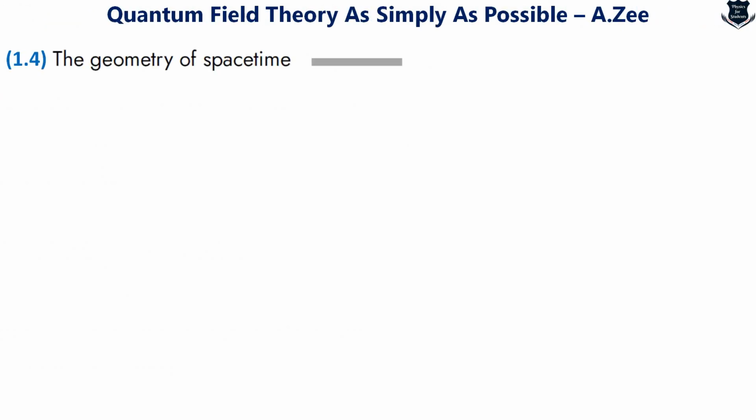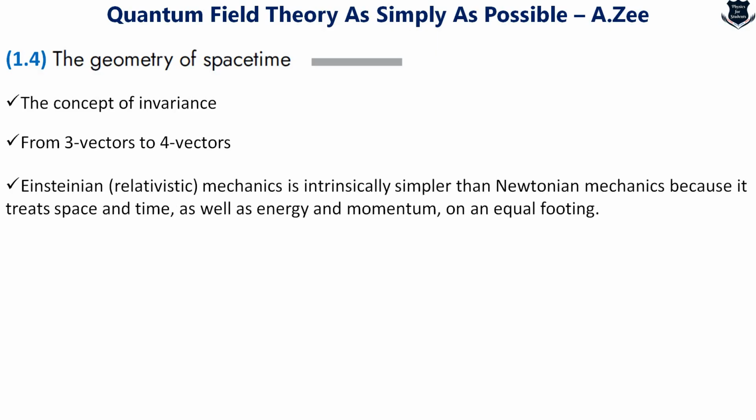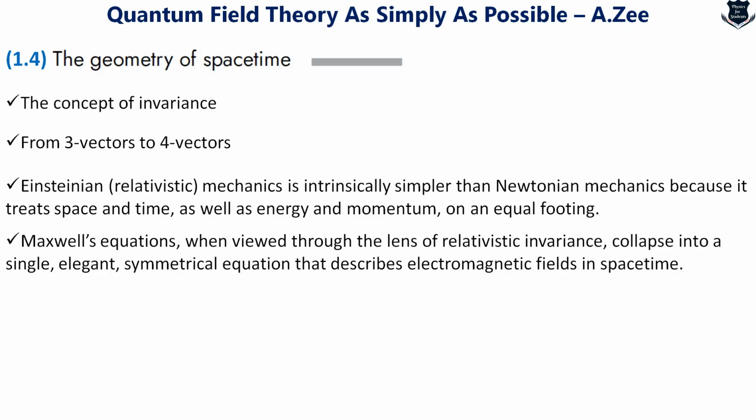Further, in section 1.4, the professor talks about the concept of invariance, how things develop from 3 vectors to 4 vectors. Einsteinian relativistic mechanics is intrinsically simpler than Newtonian mechanics because it treats space and time as well as energy and momentum on an equal footing. I was really thrilled when I read this claim of Professor Z, that Einsteinian mechanics is simpler because here we don't have to take space and time as different coordinates, energy and momentum as separate, but rather united in one single framework. This is really a revolutionary way of thinking about QFT.